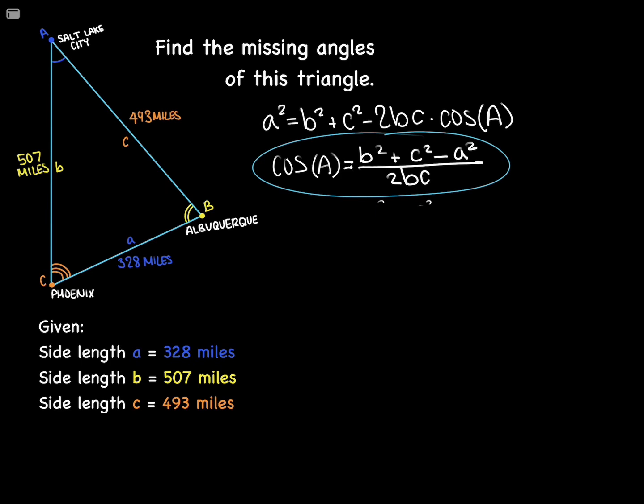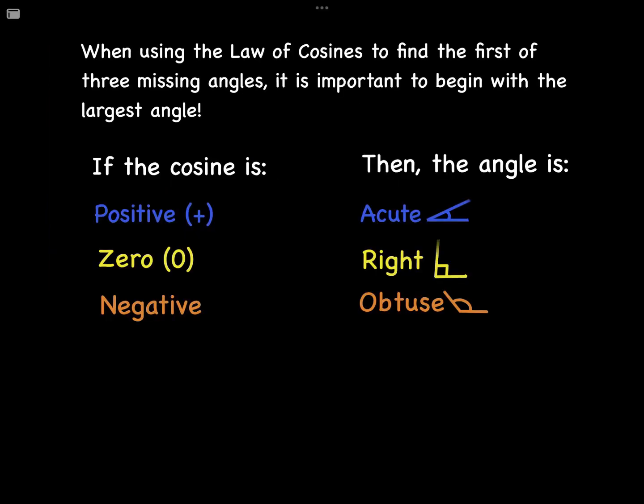Now that we have our strategy, it is important to understand that when using the law of cosines to solve for an unknown angle, we should begin with the largest angle in order to determine if it is acute, obtuse, or a right angle. If the cosine is positive, the angle is acute. If the cosine is equal to 0, the angle is a right angle. And if the cosine turns out to be negative, the angle will be obtuse. If it turns out the angle is obtuse or right, obviously the other 2 angles are acute, as no triangle can have 2 obtuse or 2 right angles.